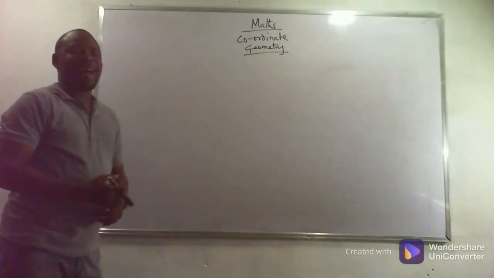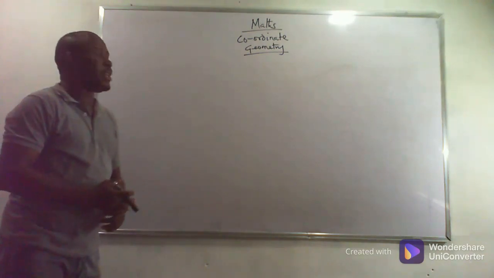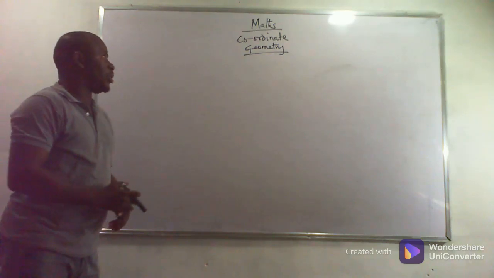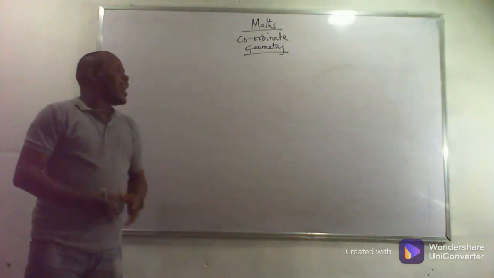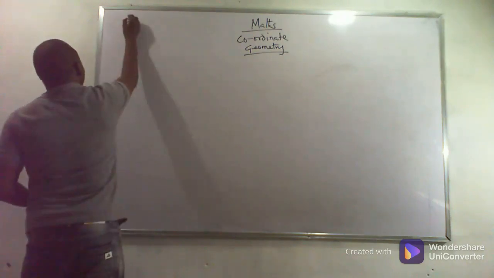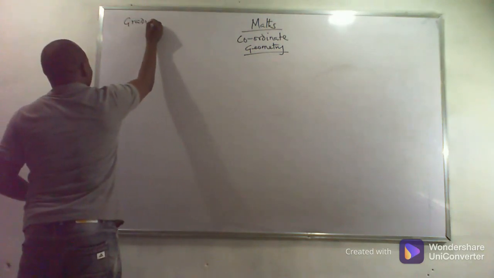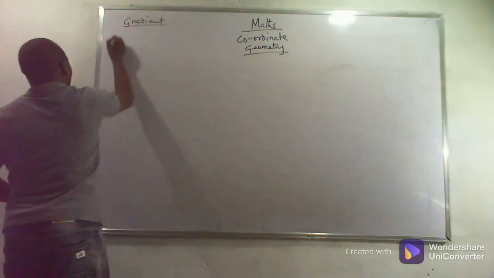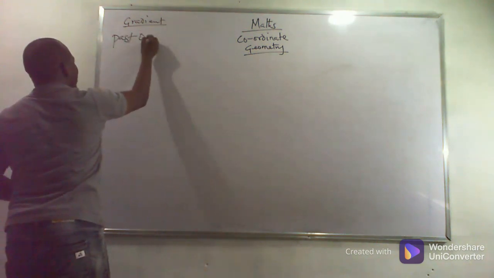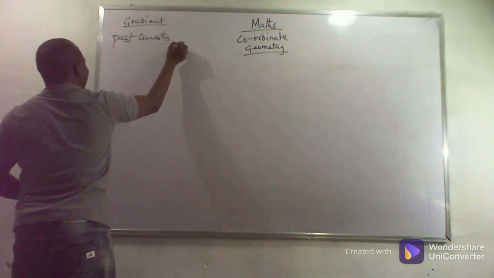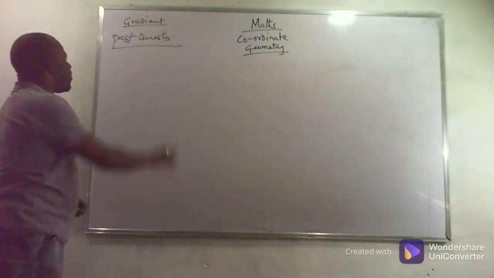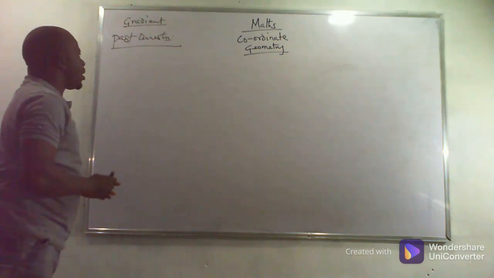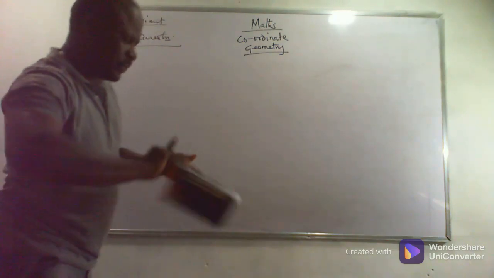We have been looking at coordinate geometry in our series of Jamb revision. In the last video, we considered gradients. Now we want to use gradients. We want to solve Jamb past questions that are on gradients. Let's begin.